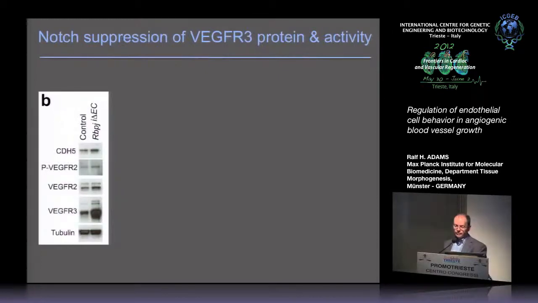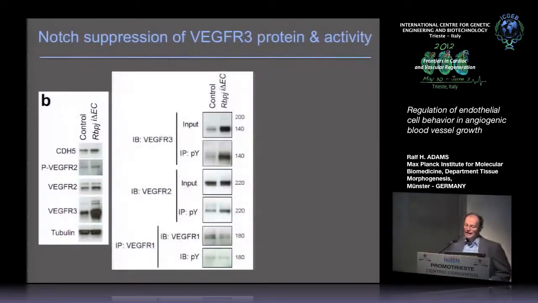And it's not just the upregulation of VEGF receptor 3, it's also the activation of VEGF receptor 3 that is strongly enhanced. What we did here was a phosphotyrosine IP experiment where we looked then at the levels of VEGF receptor 3 that are pulled down, and what you can see is that there is a very strong activation in RBPJ mutant lungs compared to control lungs.